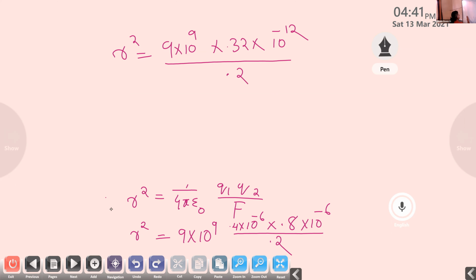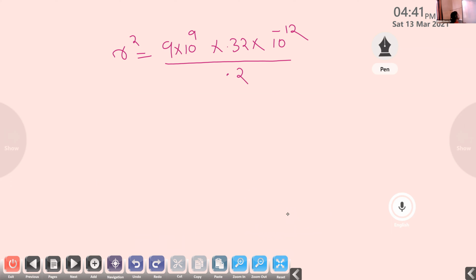Now again, R square is equal to 9 into 10 raised to 9. What is 0.32 divided by 0.2? That is 32 divided by 2, and putting the decimal point there, it becomes 1.6, because 32 divided by 2 is 16, but the decimal point is there. So it becomes 1.6 into 10 raised to minus 12.